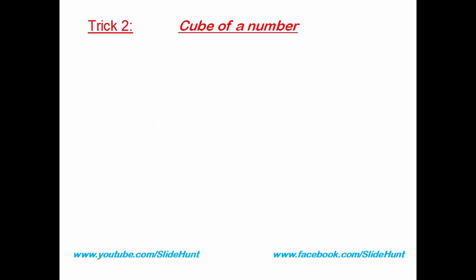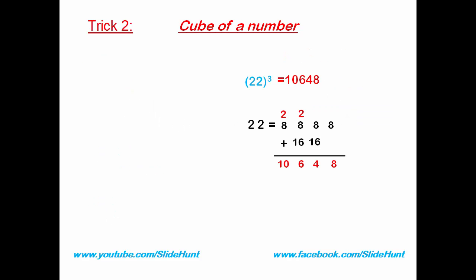Trick 2. Few minutes ago we learned how to cube 22. Here is the procedure. If you notice it carefully, then you can find out one thing. Here all the numbers are the same, that is 8, which is the cube of 2. If the digits are the same, for example 22, 33, 44, 55 and so on, then we just cube any one digit because they are the same and write it 4 times.